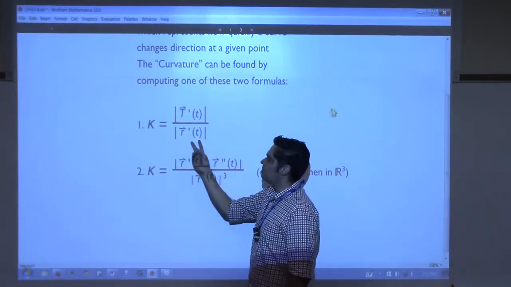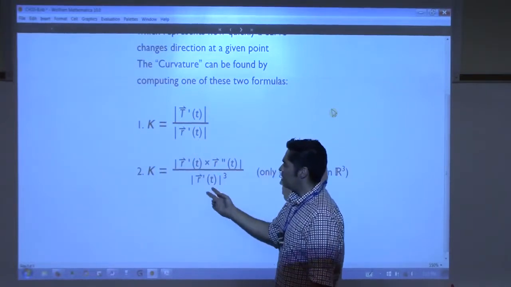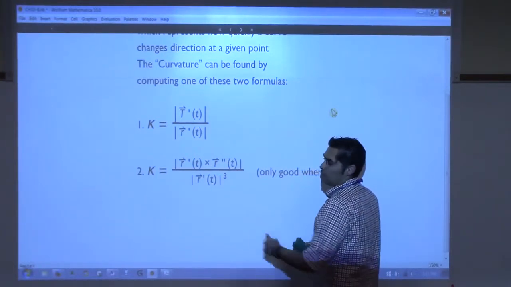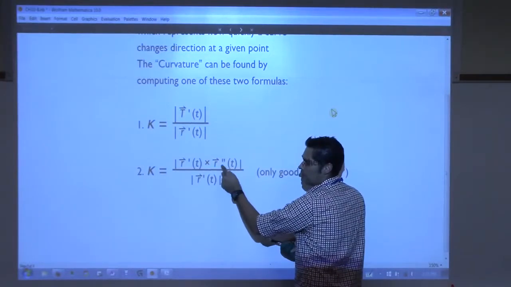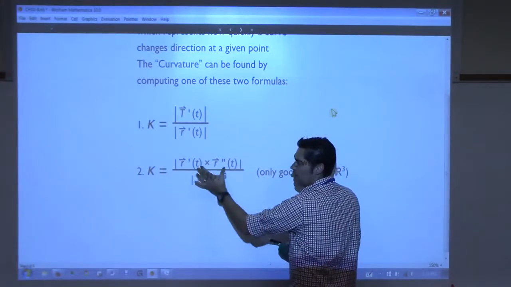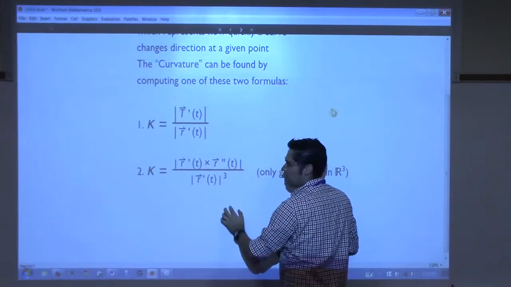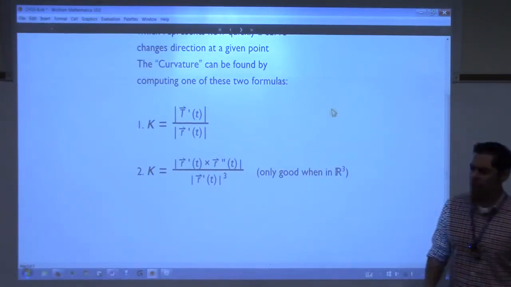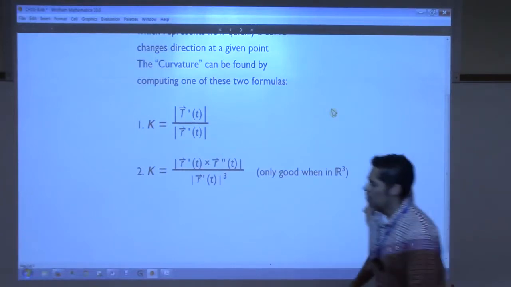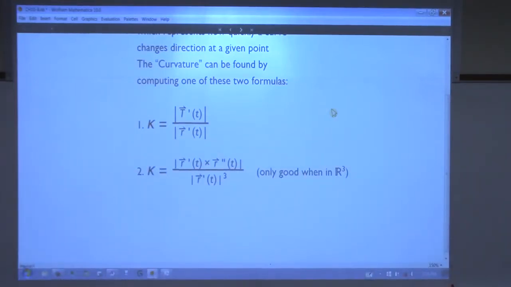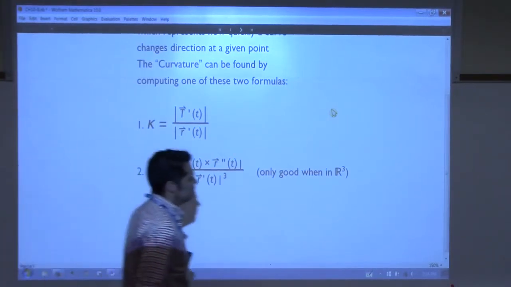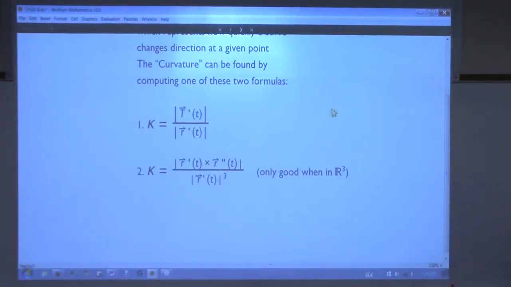Sometimes this is easy to compute, sometimes it's very difficult to compute. There's the alternative formula. It brings in the second derivative of the position function, and you have to do a cross product and a magnitude. Does anyone have the book with them? Just want to look at something on that. Let me make sure it's not a typo. You're good. All right, that's it, two formulas.